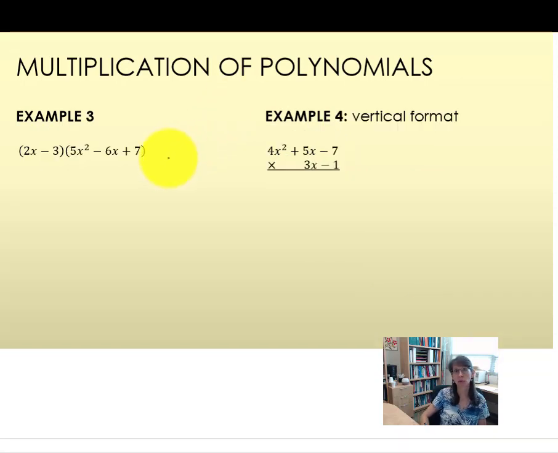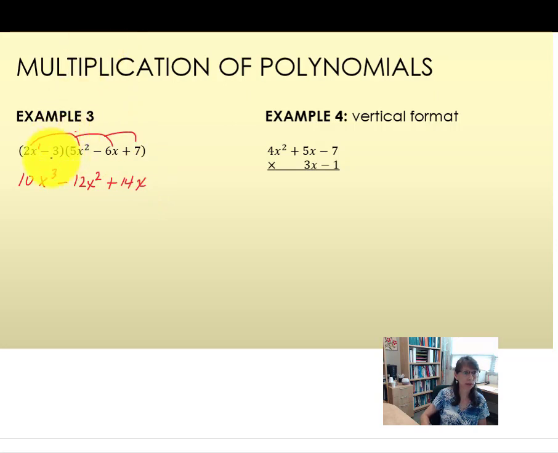Here we have some more examples of multiplication, and I'll distribute 2x to each term. So 2x times 5x squared. 2 times 5 gives us 10. X to the 1 times x squared gives us x cubed. 2x times -6x would be -12x squared. Finally, 2x times 7 would be +14x.